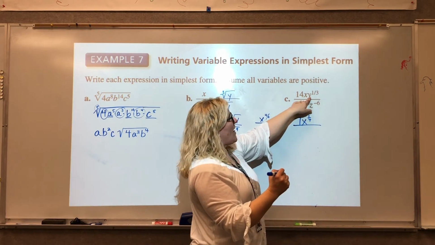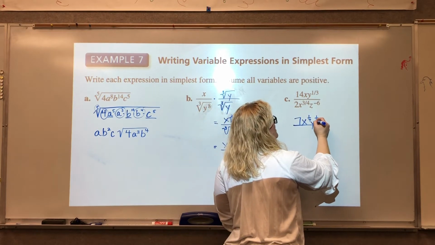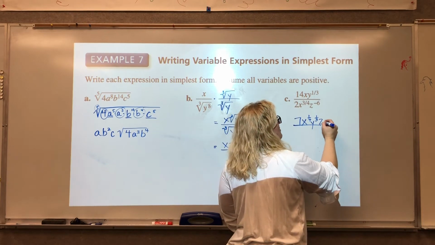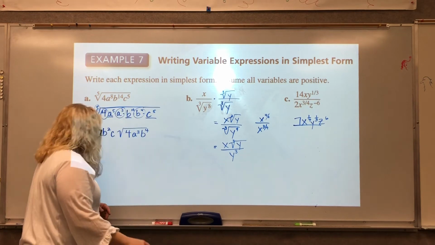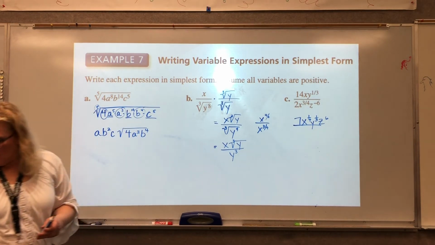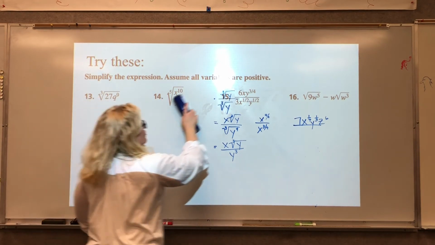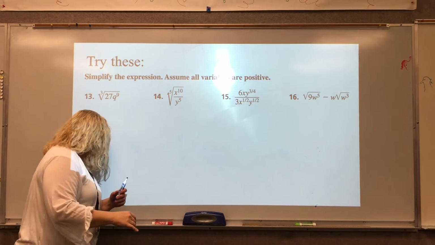Then I have y to the 1/3. That's just sitting there by itself. And then z to the -6. That -6 bumps it to the top, and that becomes positive. All right. So go ahead and try these, please. And go ahead and pause the video.